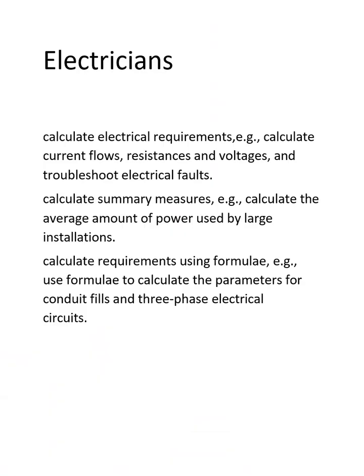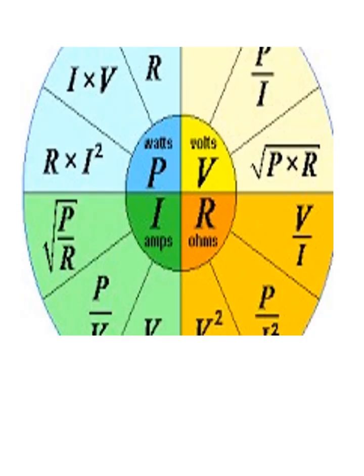Electricians calculate electrical requirements. Examples: calculate current flows, resistance, and voltages, and troubleshoot electrical faults. Calculate summary measures. Example: calculate the average amount of power used by large installations. Calculate requirements using formulas. Example: use formulas to calculate the parameters for conduit fills and three-phase electrical circuits. Now, here are some formulas that electricians use every day to make decisions on what they're going to need to do.